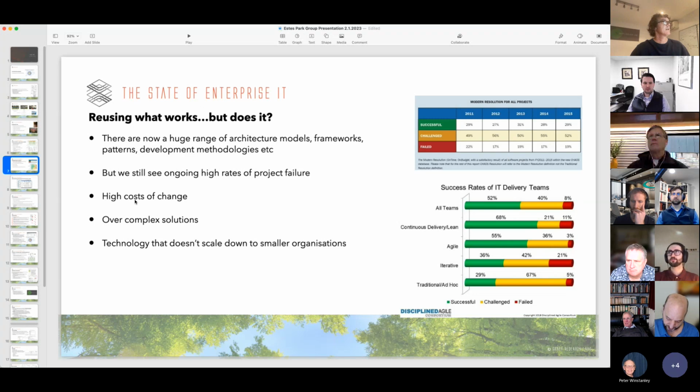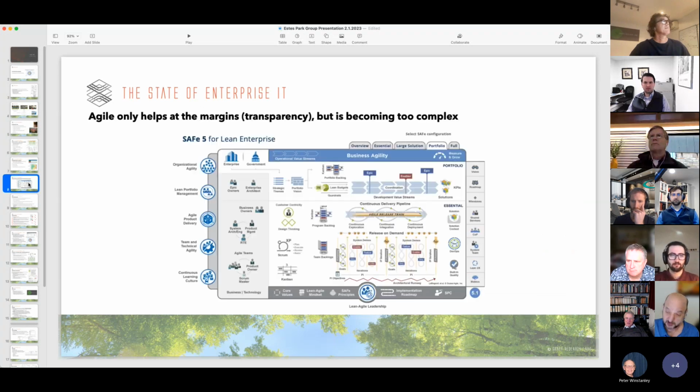We still see high rates of change. And with Agile itself, there was a very slight improvement in those numbers when Agile really took off. But this is from SAFe. I don't know if anybody's seen this. Agile itself is becoming extremely complex. Agile really helps at the margins in terms of transparency, but it does not fundamentally help with delivery outcomes in the holistic sense.